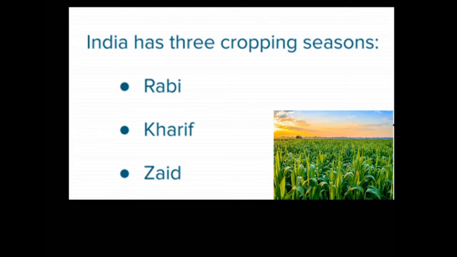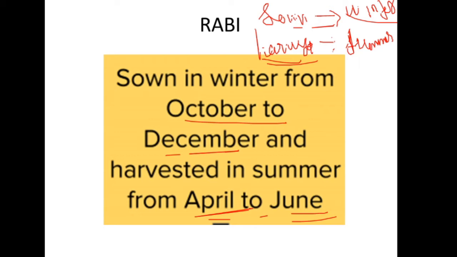So India has three important cropping seasons: Rabi, Kharif, and Zaid. We'll start with them one by one. First, let us start with the Rabi season.